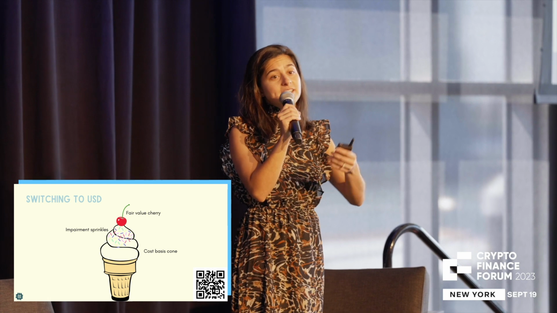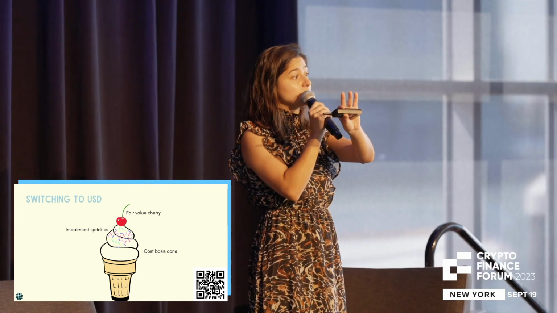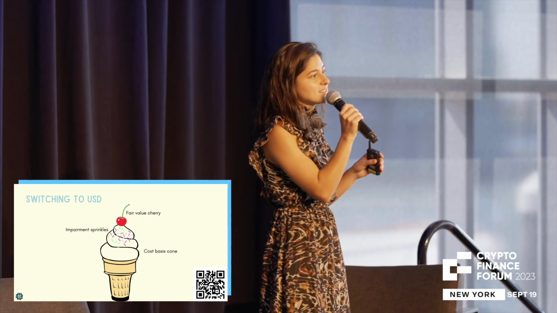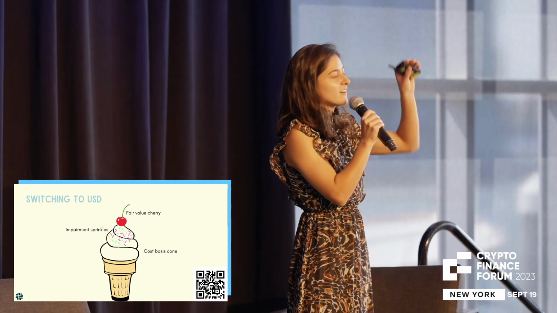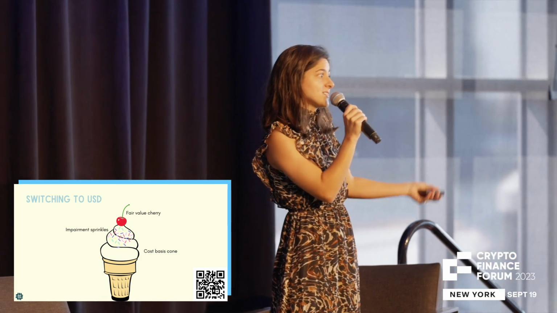Now, under the new rules, we're going to have fair value. So you have your cost basis, but then you have, okay, what's the market saying our crypto is actually worth? And then that difference is your unrealized gain loss, which I'm calling the fair value cherry. Cost basis is the same, but now your digital assets might have a different value on your books.